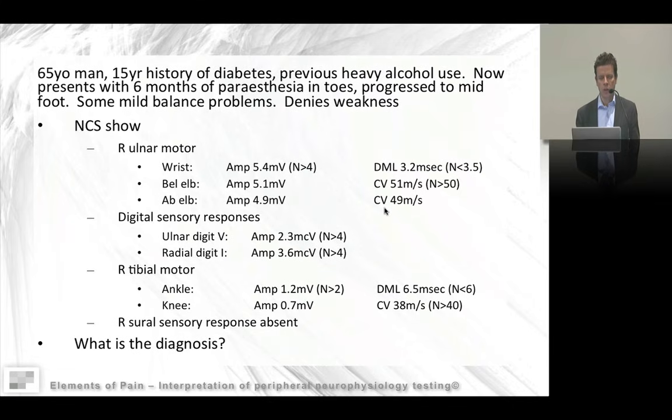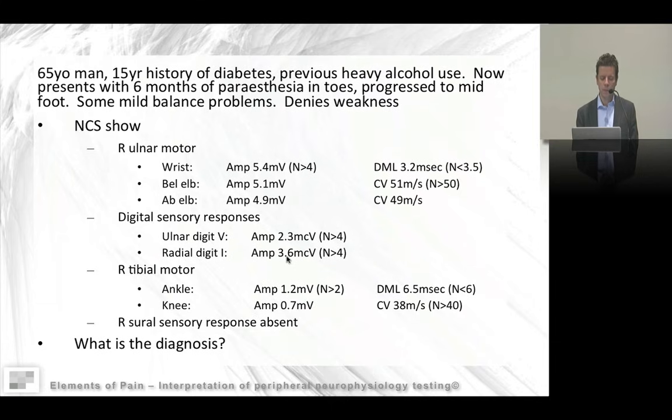We then go on and look at the sensory responses, however, and we can see that the amplitude of the ulnar study is 2.3, whereas it should be more than 4, and the radial likewise is a bit reduced. So what we've got is reduction in the sensory amplitudes. And they're very suggestive there might be some axonal problem here.